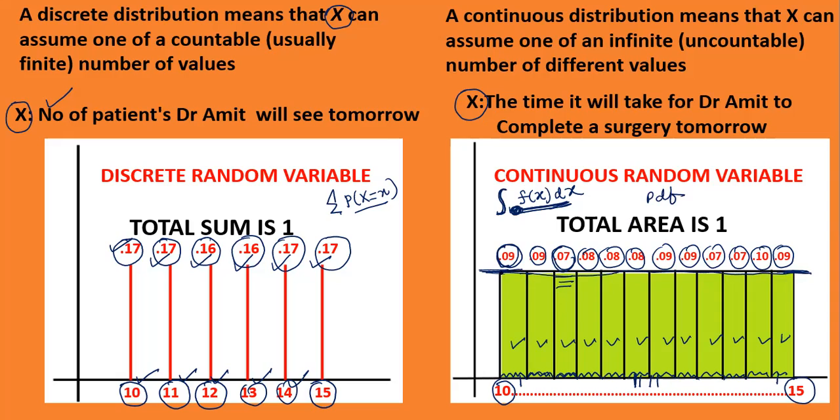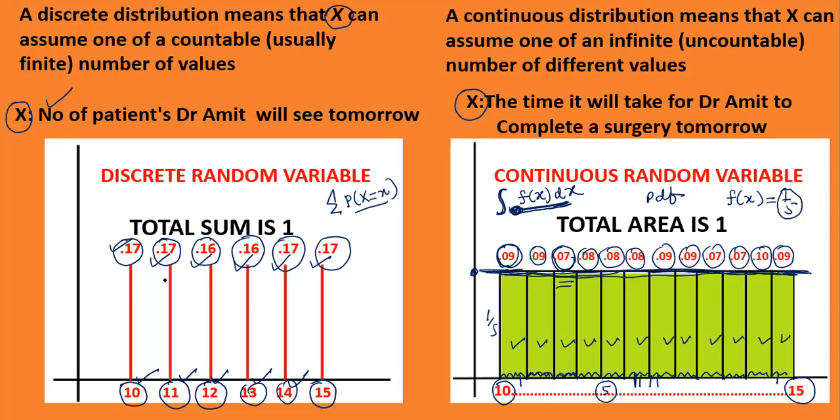If you mark, the total area should be 1. Here already the length is 5. So this should be 1 by 5. This length should be 1 by 5 because total area is 1. So here f(x) will be 1 by 5. Remember, f(x) is the equation of the graph, equation of this line. It's a constant here I've taken. That's why I got 1 by 5. Otherwise, you can get it in terms of x.